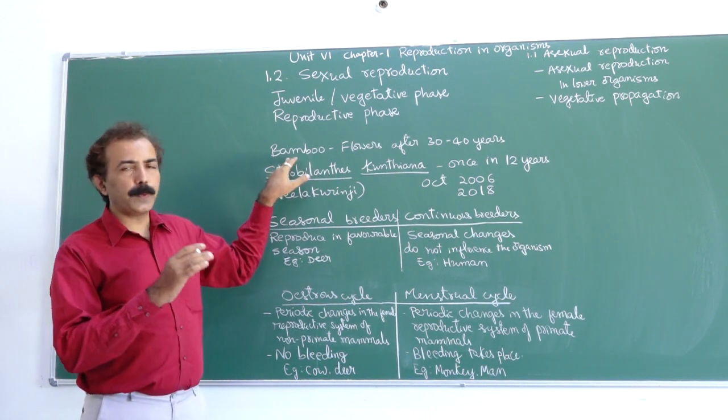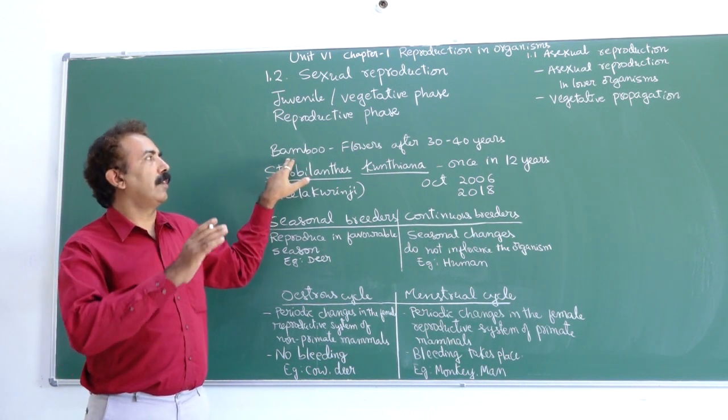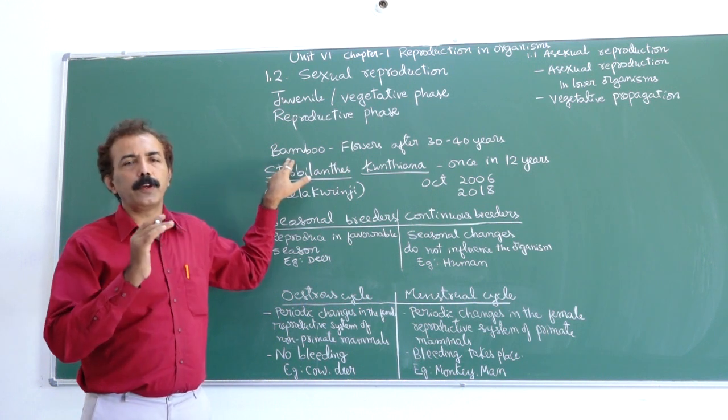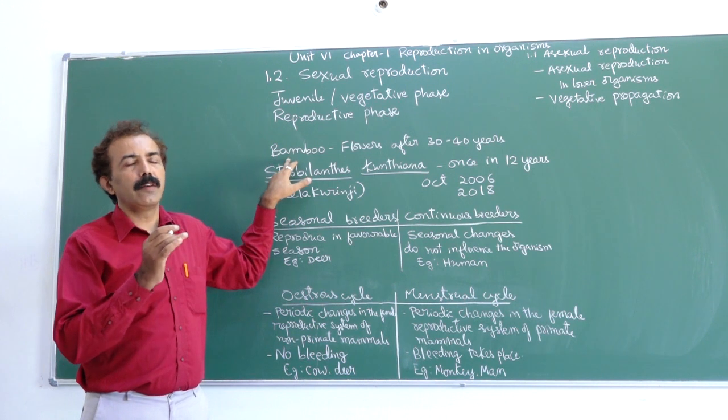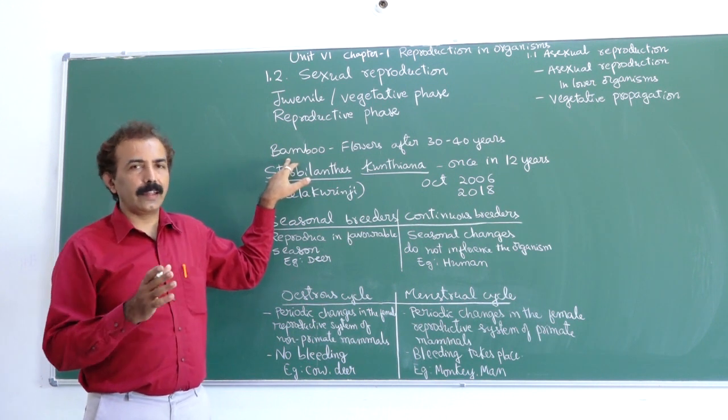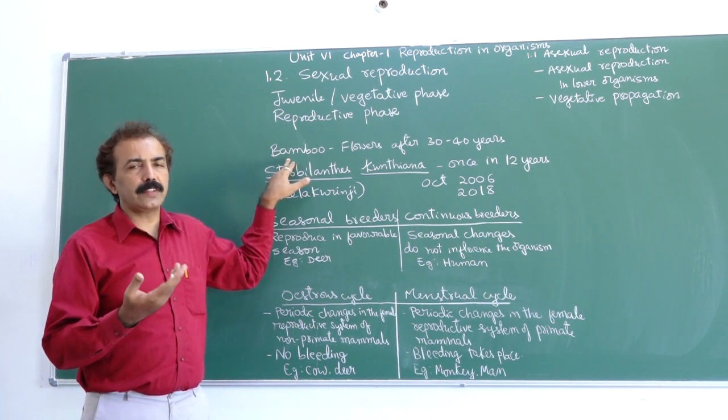So these plants are very special. They live for decades. They never produce flowers. At the end of their life, they produce flowers, produce seeds, shed the seeds and die. The seeds will now take up the next generation.